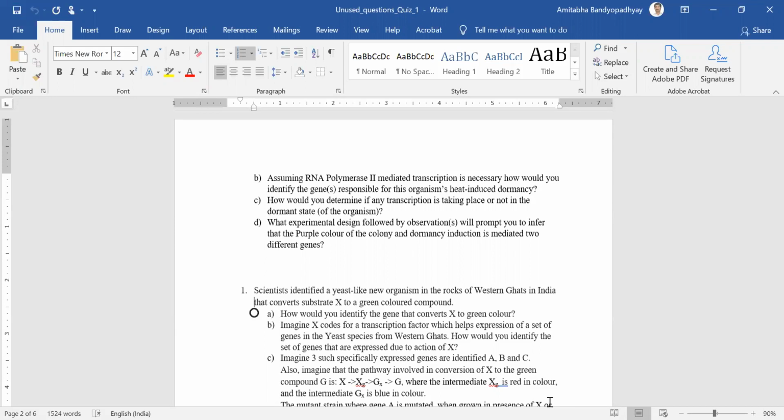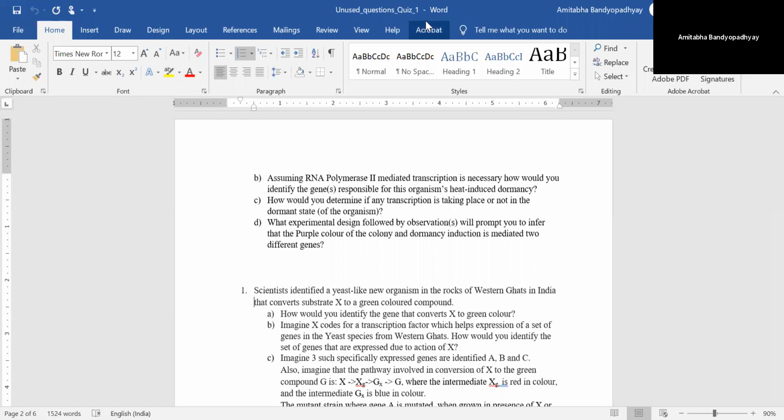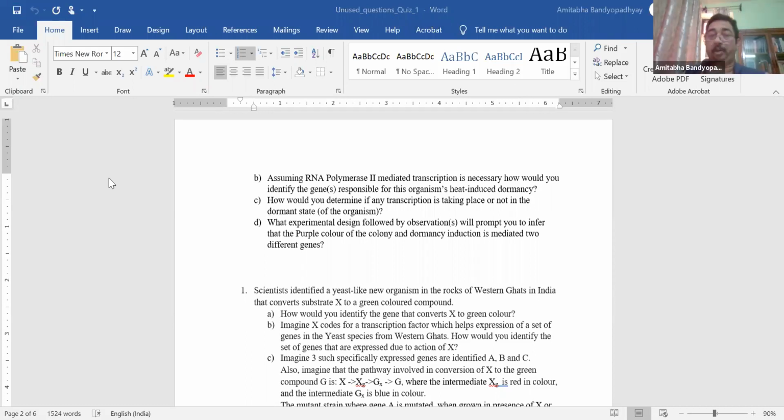And compare it. Here the only thing is that timing is important. You should do the microarray within 5-10 minutes of exposing it to 42 degrees centigrade, because you are interested in genes that are necessary for inducing the dormancy. So if you wait for too long, you may not get the things. Okay, so your answer is correct. Just with addition of time, it will be perfect.